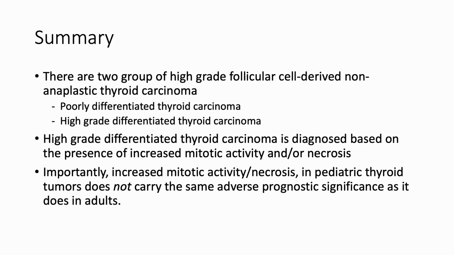To wrap up, high-grade follicular cell-derived non-anaplastic thyroid carcinoma includes 2 categories: poorly differentiated thyroid carcinoma, PDTC, defined strictly by Turin criteria, and high-grade differentiated thyroid carcinoma, HGDTC, defined by mitotic activity of greater than or equal to 5 mitoses per 10 high-power fields and/or tumor necrosis, regardless of growth pattern. Importantly, mitotic activity and necrosis carry different prognostic significance in pediatric patients under 21 and must be interpreted with caution to avoid overtreatment.